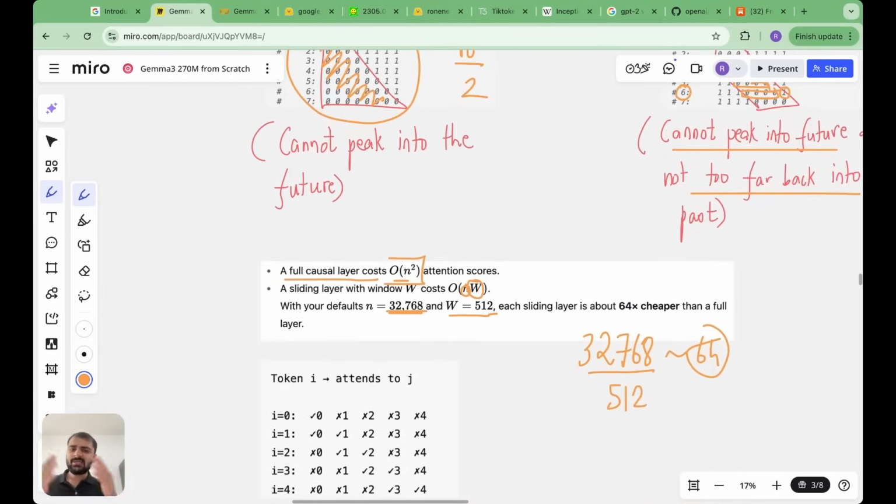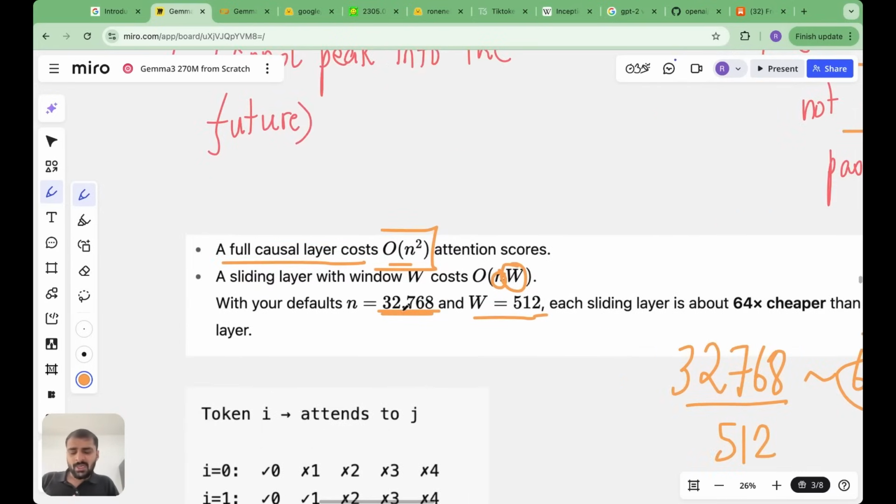Why did they do this? Again, there is a trade off, right? If you cannot look far back into the past, you're losing some context. But since the number of tokens in the input sequence we are looking at one time is quite large, it's 32768, maybe this is a good trade off.